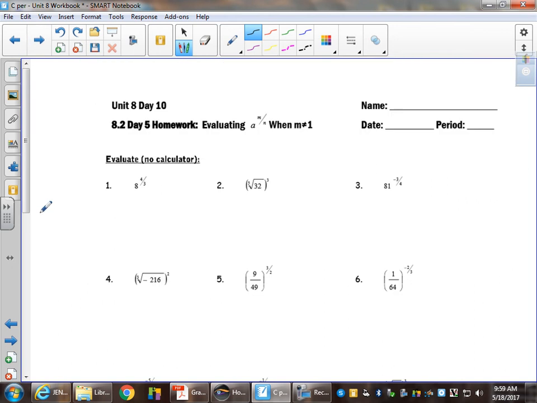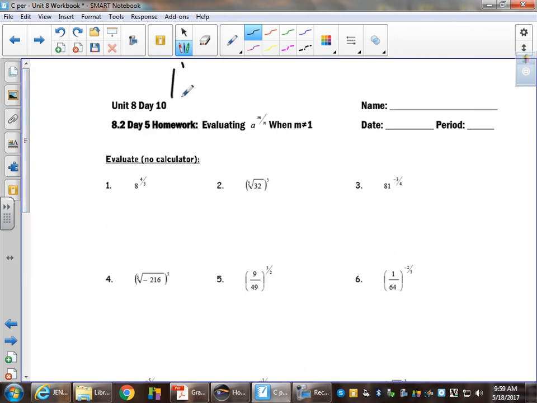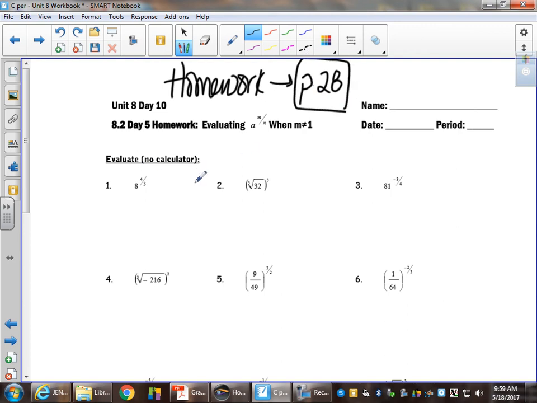Homework for tonight is the next page, which is page 28. Page 28, all of it. As I mentioned, be very disciplined. If it says no calculator, don't use a calculator. Any questions, send me a Remind. The homework is very short, so if you need time to go catch up on day 1 or 2 notes and redo those and really listen to those notes, please use your time well.